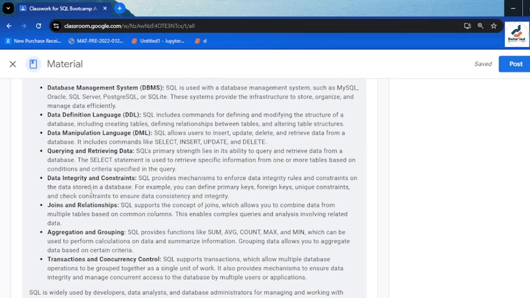And then we move on to data integrity and constraints. SQL provides mechanisms to enforce data integrity rules, right, on the data stored in a database. So basically, when you are creating a table, you have some commands that will help you create rules, right? Just like you want to have a primary key in a table, you want to be able to have a foreign key in a table, you want to be able to define constraints in a table, right?